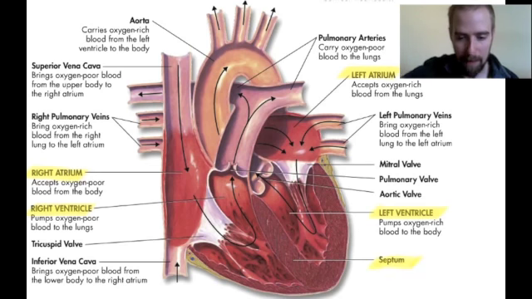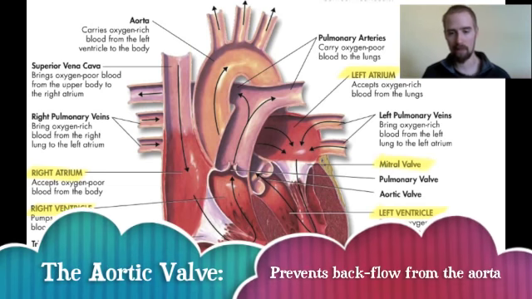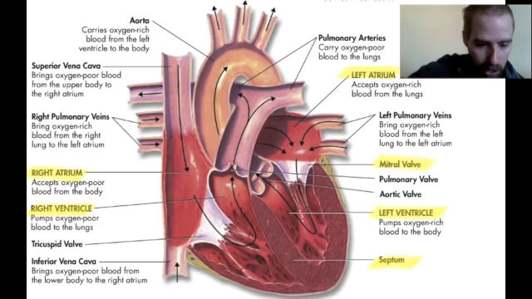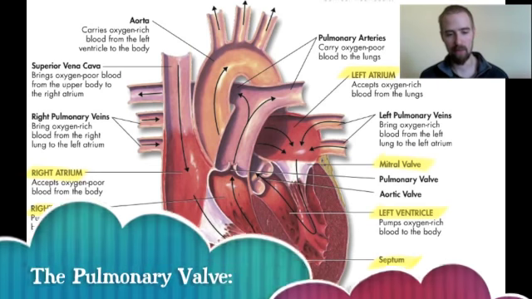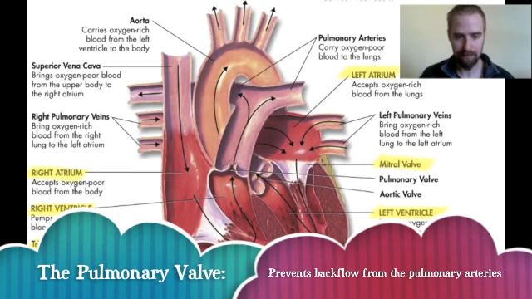Here we can see that septum that separates the left and right side of the heart, as well as some of the important valves, namely the mitral valve, which separates the left atrium from the left ventricle, and the tricuspid valve, which separates the right atrium from the right ventricle.